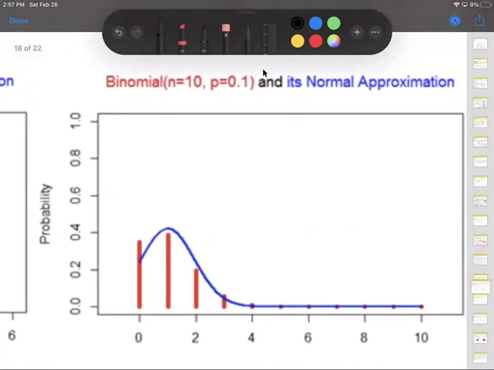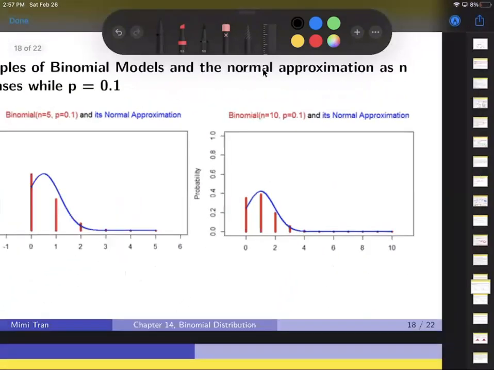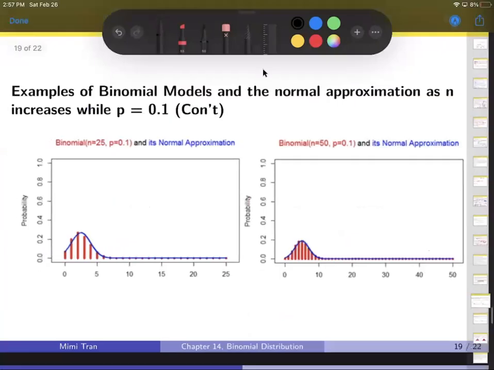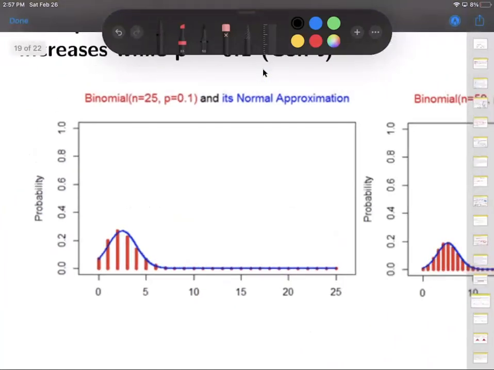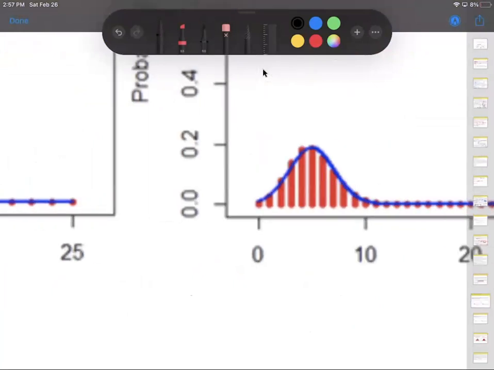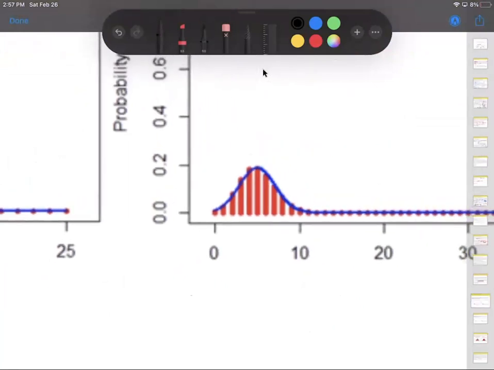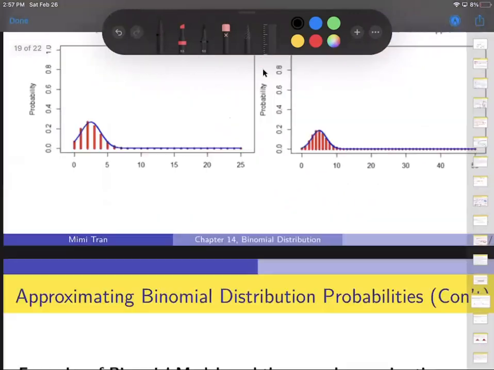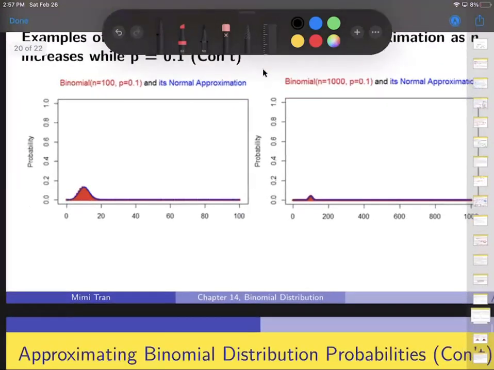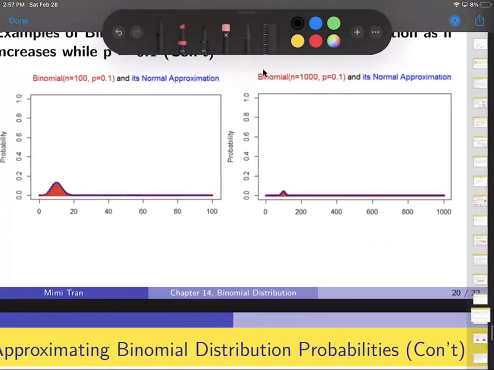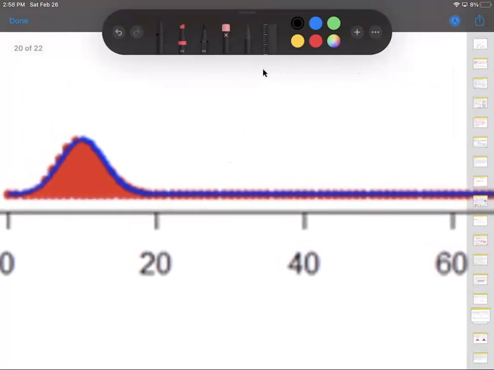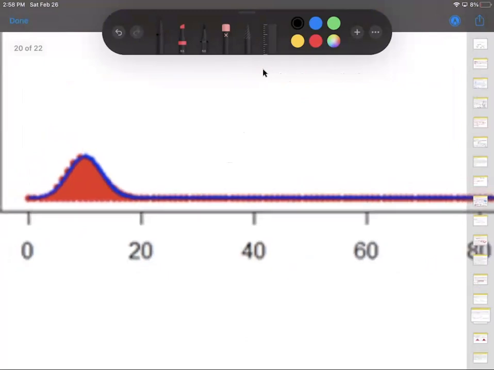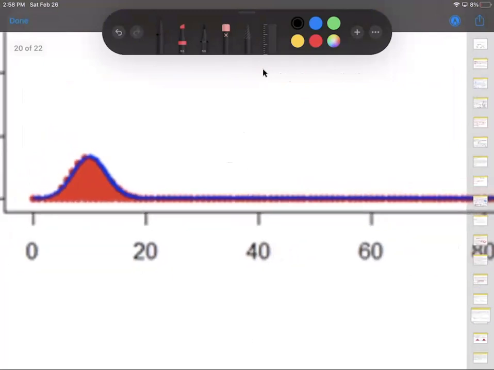From 5 to 10, it looks like this. It looks a little bit better. What about when we increase to 25? Well, definitely normal. What about 50? Even better. All those sticks get together and look more and more normal. About 100, 1000, wow, it definitely is. All the red sticks get together fast enough that they make up a density curve, a normal curve.